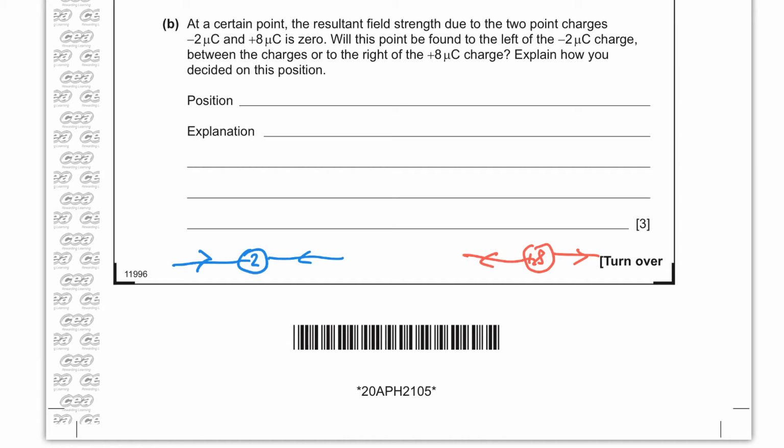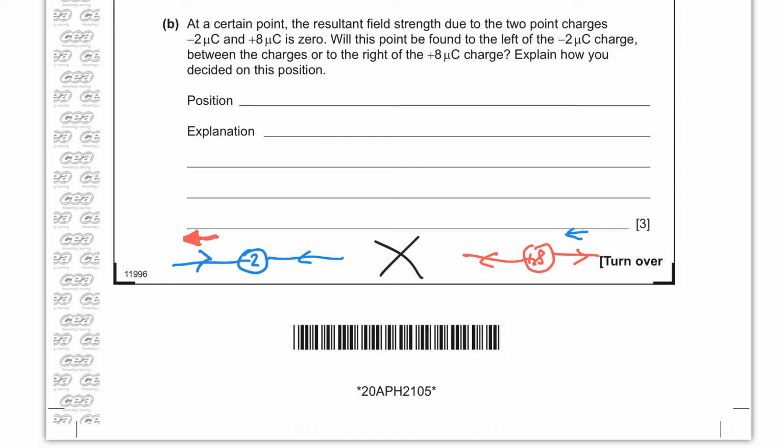As well as that, the field belonging to the 2 extends out. Clearly the 2 fields are not going to cancel in this middle zone, so we can rule that out because they both point the same way. However, out to the right here, the field belonging to the 2 still points back in, and out to the left here, the field belonging to the 8 points back in. Points out that way. So they're opposing fields in these 2 zones.